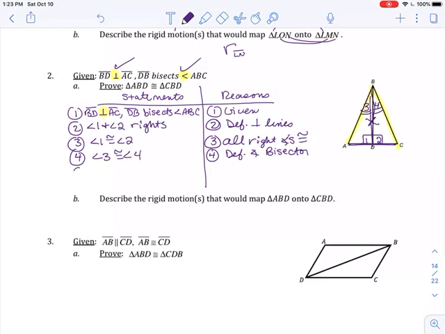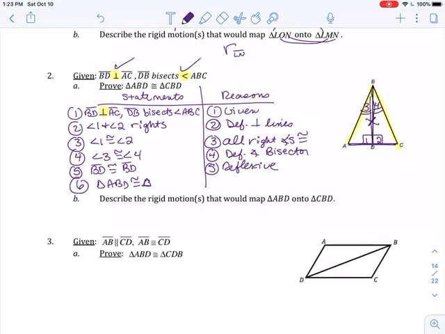I did the perpendicular, I did the angle bisector, but I still don't have enough. So this is when you look at your picture and you say, do they have vertical angles or do they share a side? And once again, just like the one up above, they share that side. So BD is congruent to BD. Remember, when something's congruent to itself, we call that the reflexive property.